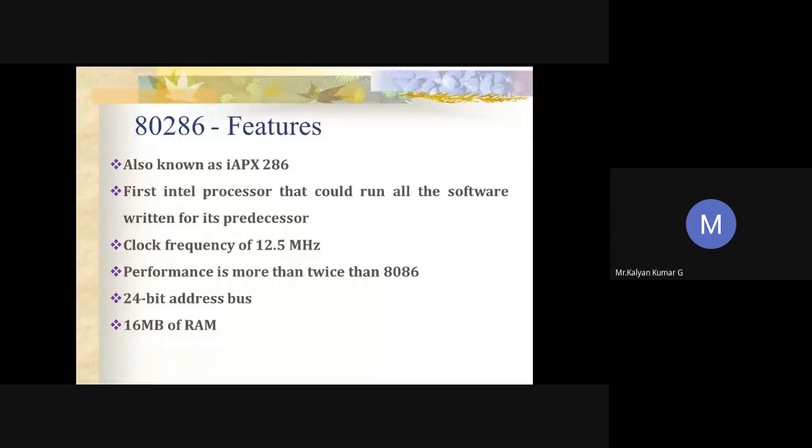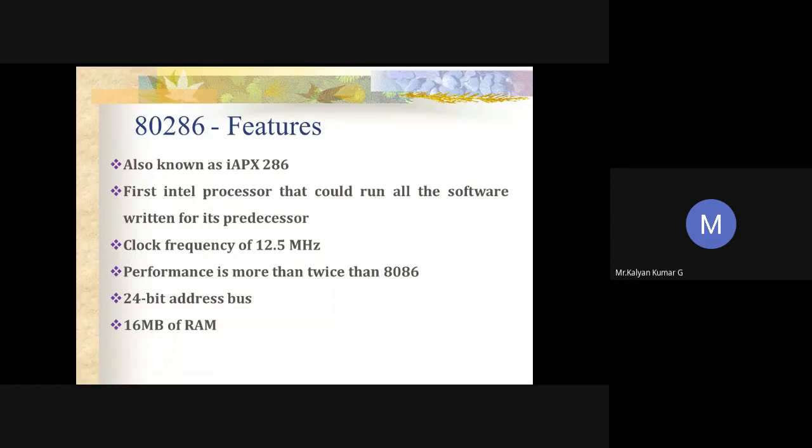You can just have the introduction alone for 80286. I think 80286 was introduced in 1982, 1981 being 80186. So the next year 80286 was introduced, also known as the iAPX 286 version. The main point you have to notice is that it is the first Intel processor that could run all software written for its predecessor.